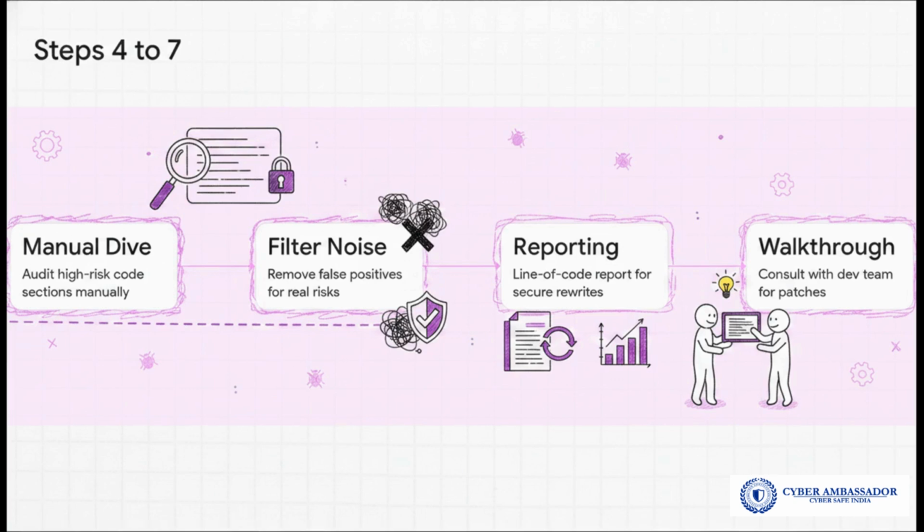Step 5 is false positive filtering. Let me tell you, this is an absolute lifesaver. They strip out all the noise, providing only real actionable risks so your dev team isn't wasting time chasing ghosts. Step 6 is comprehensive reporting. You get a precise line-by-line report showing exactly where the flaw is, and more importantly, how to rewrite it securely.